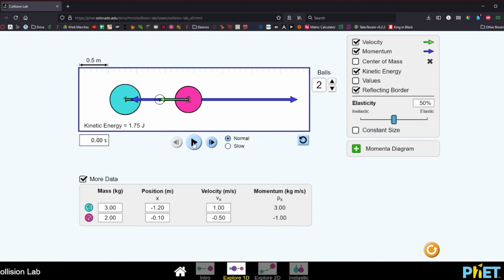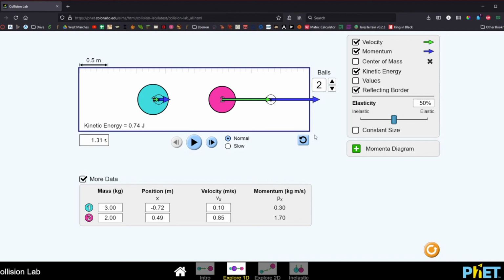After the collision, what should the total momentum be? The momentum after this collision should be the same. So if I run the simulation and then pause right after, we can see that each individual momentum has changed. The big object is now going at a momentum of 0.3, and the other one has a momentum of 1.7. But when you add those up together again, you should get 2.